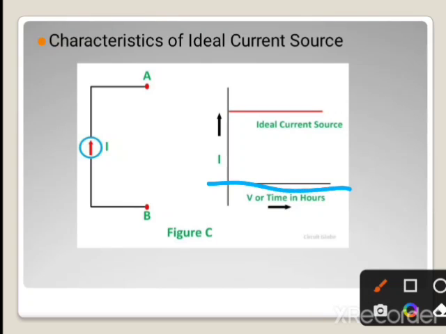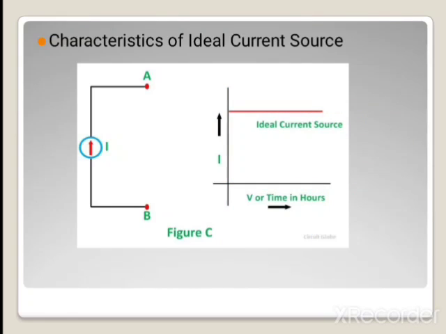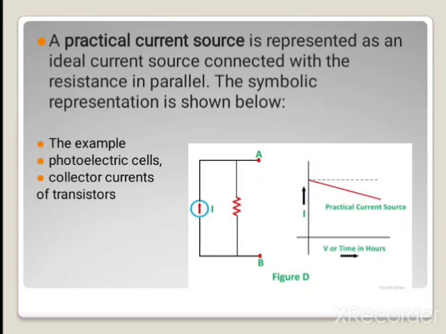Okay, this axis is the voltage or we can say time, and this is our current. Now in an ideal current source, as time increases, the current remains a constant value. So this is the characteristic of the ideal current source. As we have seen earlier, the ideal current source has infinite input resistance.